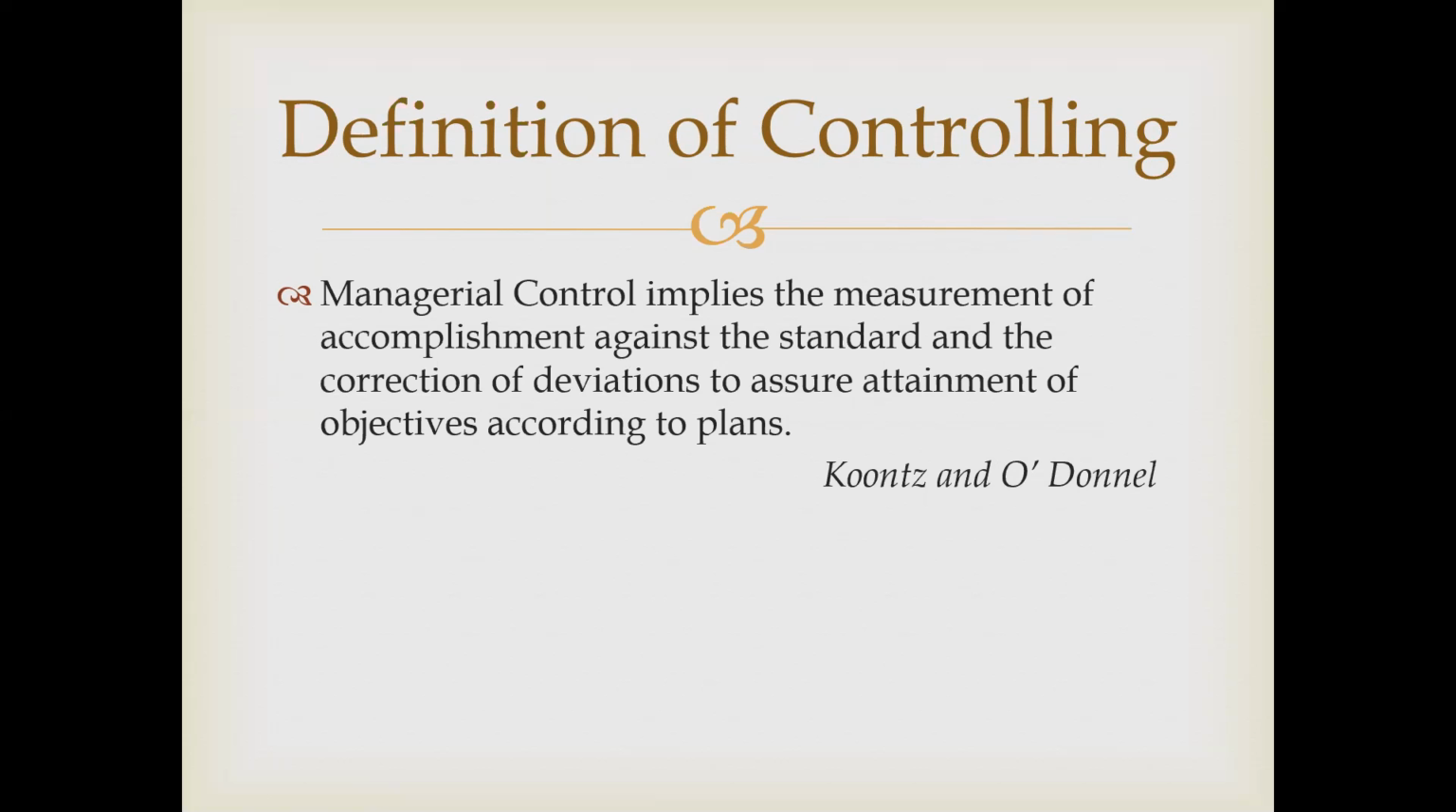If the deviations are in acceptable limit, then no problem. If not, then corrective actions need to be taken in order to ensure that the objectives of the organization are achieved as per the plans. And this is what we are also going to learn in our controlling process.